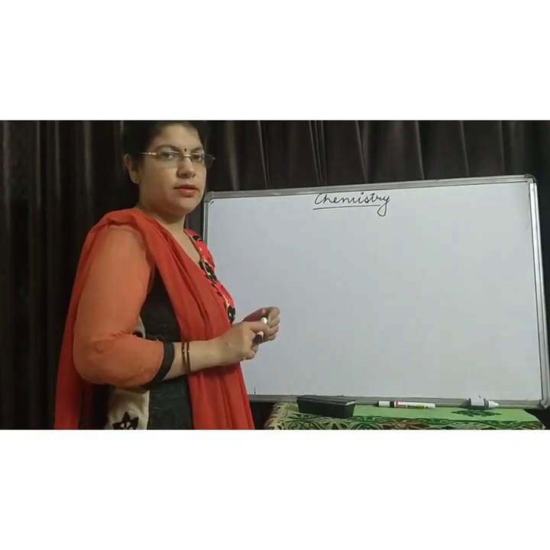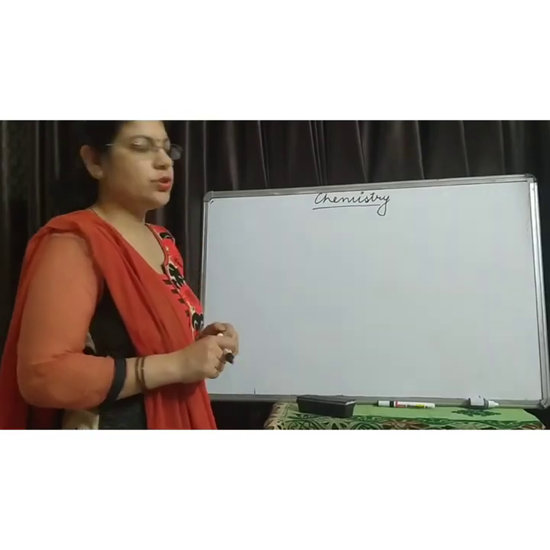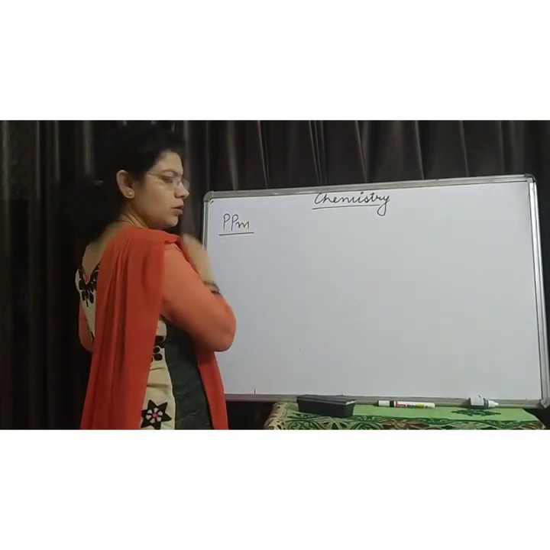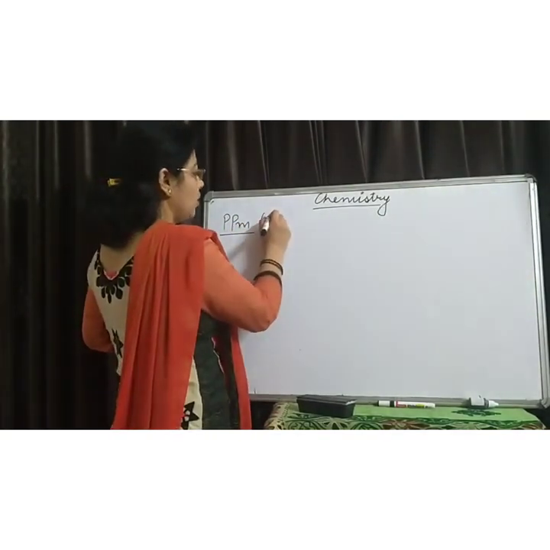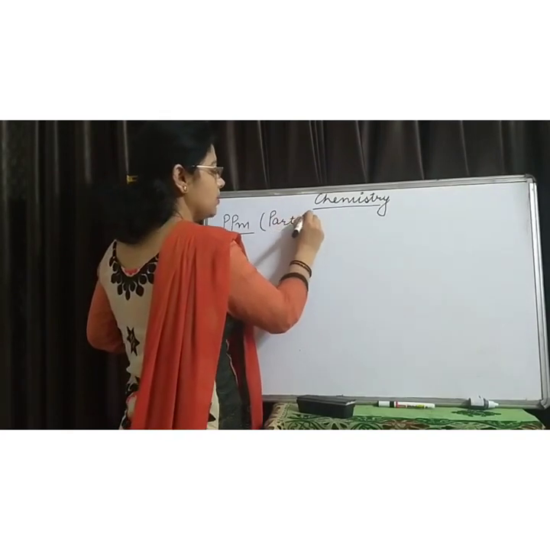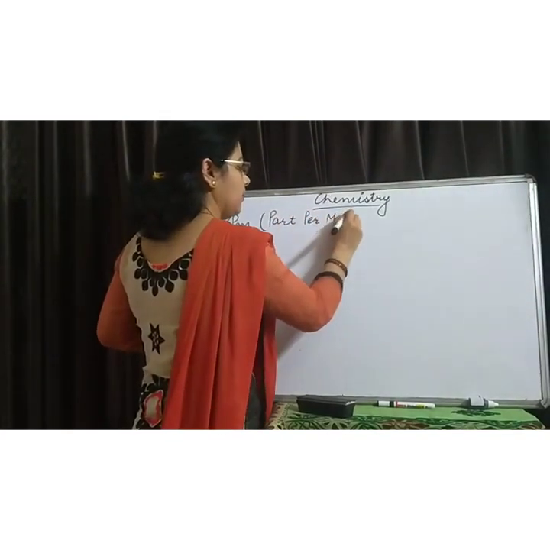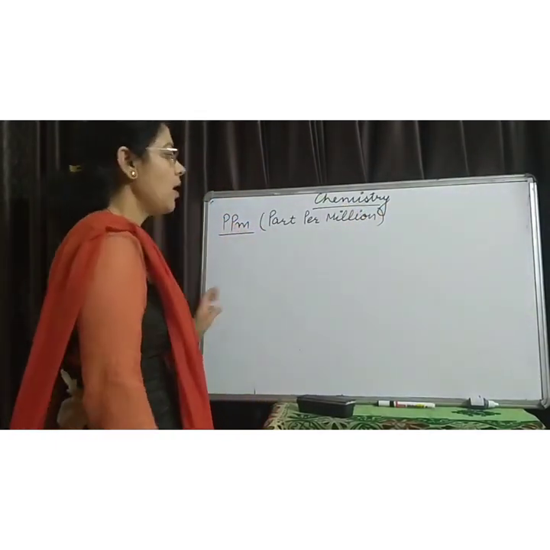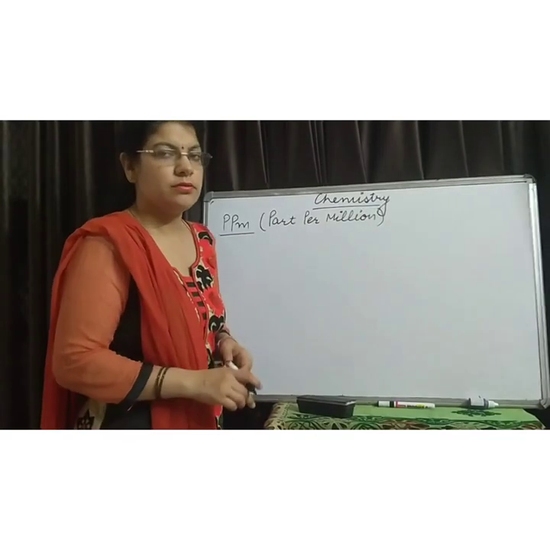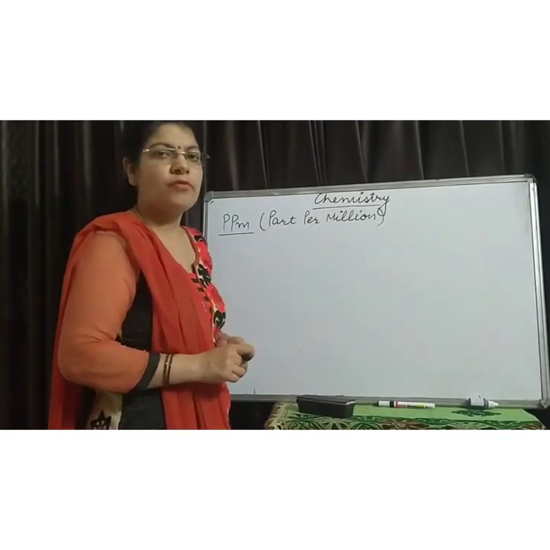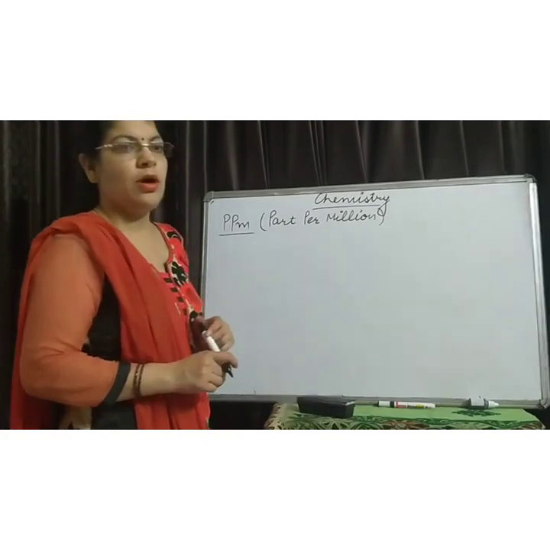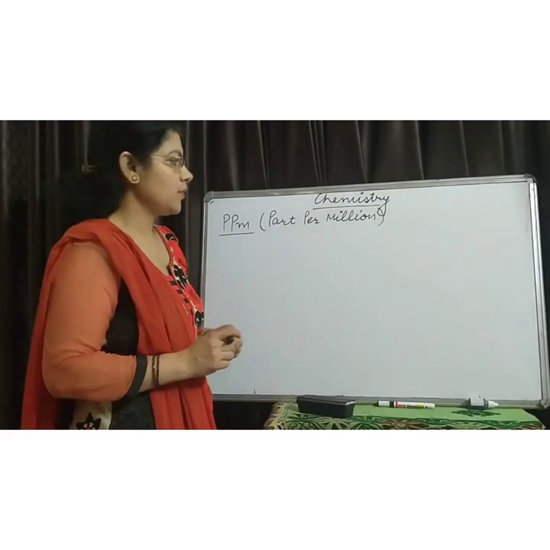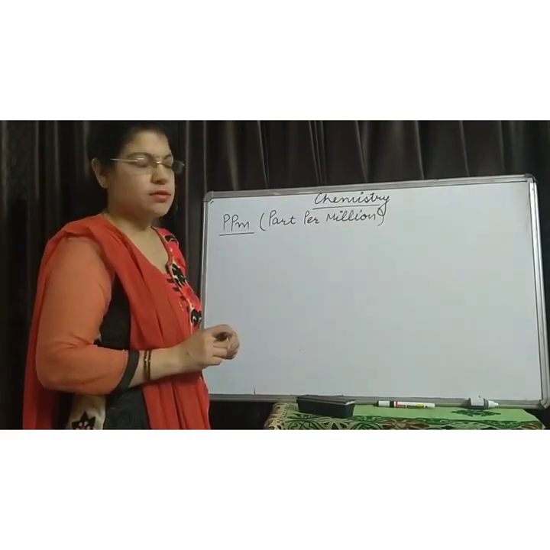Next unit to measure the concentration of the solution is ppm, also known as parts per million. The full form of ppm is parts per million. This unit of concentration is used where the amount of the solute is very less, for example, in medicines.